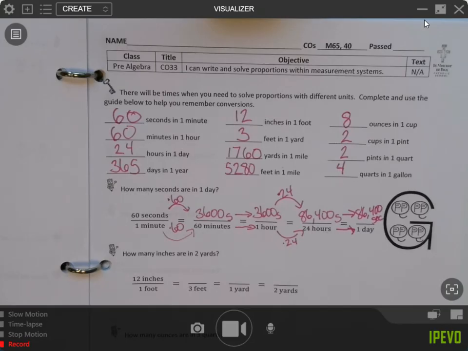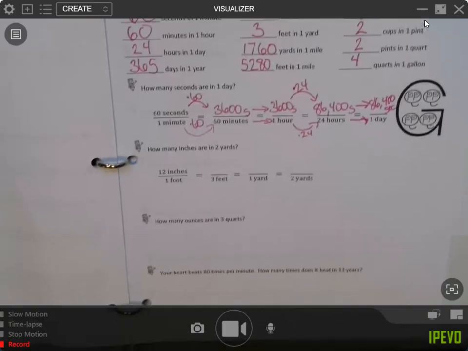Does that make sense how we were doing that? When you look at your denominator, if it's converting to the same thing, 24 hours, 1 day, it's just a straight across, so your numerator just goes straight across. If we have to multiply that denominator to convert it, we have to multiply that numerator. Is that making sense? So let's look at our next one.